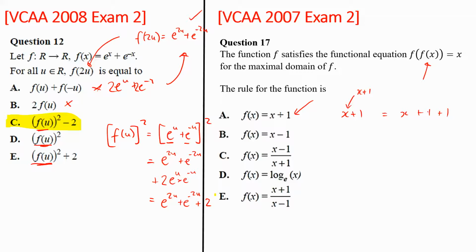I don't know about x minus 1. Maybe if you divide, something might cancel out. But I know d can't be it, because if I replace x with log e of x, you technically get log e of log e of x. How does that work out? So log e of x, you can't cancel that out. So you know that a, b and d are out of the equation. The only thing you're skeptical about is whether c and e is correct.